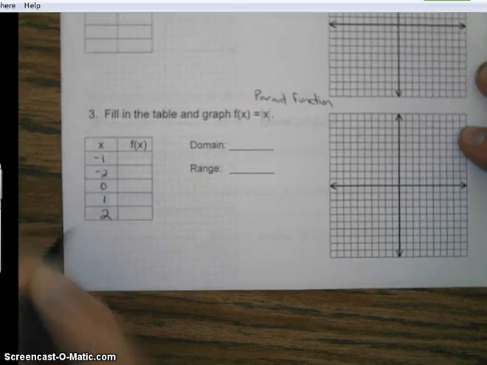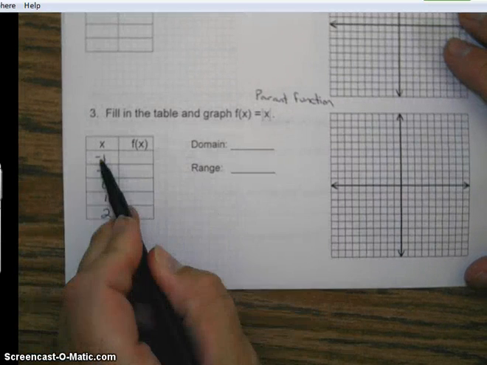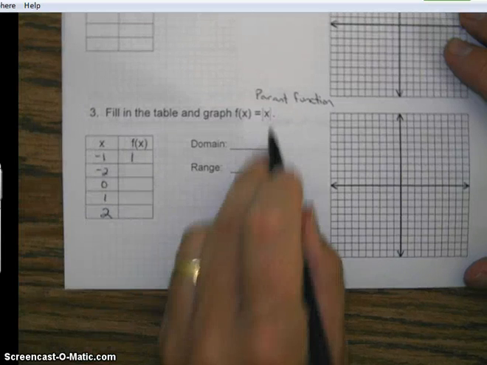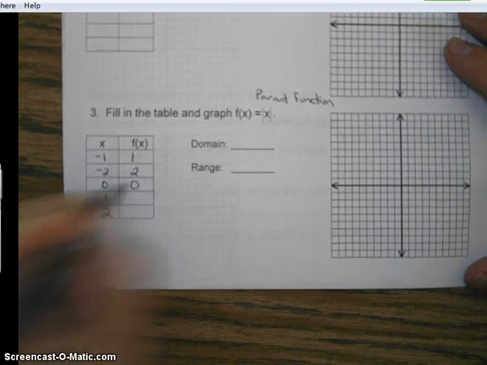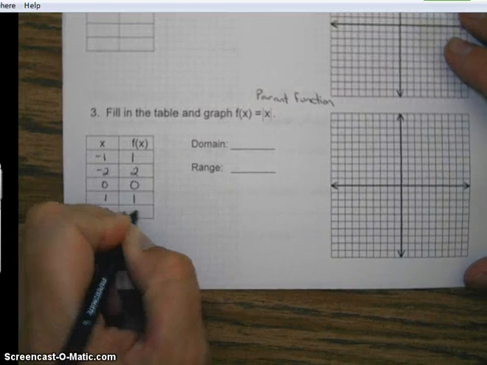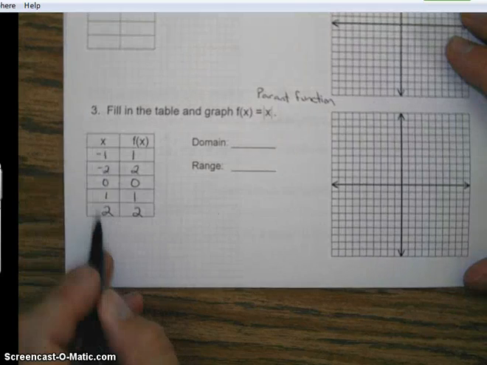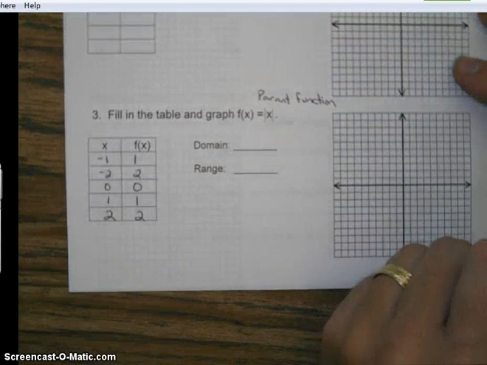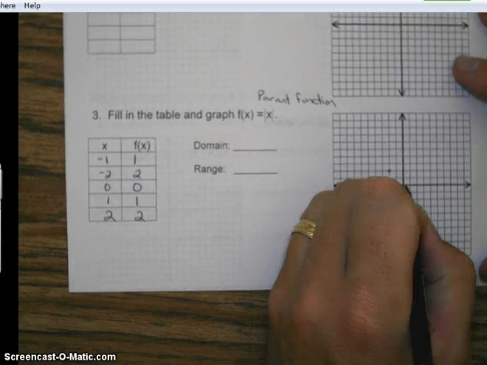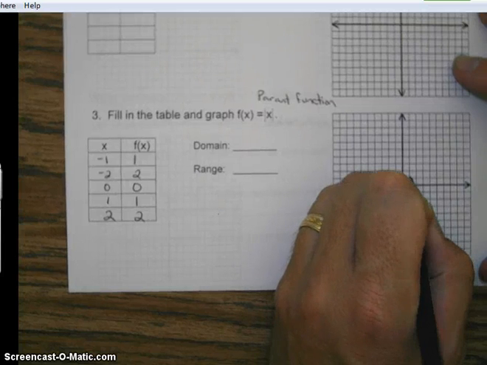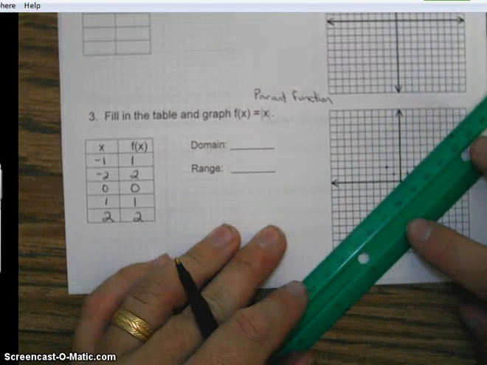Picking some numbers, some negatives, some positives, 0 in the middle, plugging it in. The absolute value of -1 is 1. Absolute value of -2 is 2. Remember, it's the distance from 0. How far is the number from 0? So notice the absolute value of any number is the positive of that same number. Graphing this, oh, that's funny, I got those switched around. Oh well. -2, 2, -1, 1, 0, 0, 1, 1, 2, 2. I just want you to get an idea of what this parent function looks like.